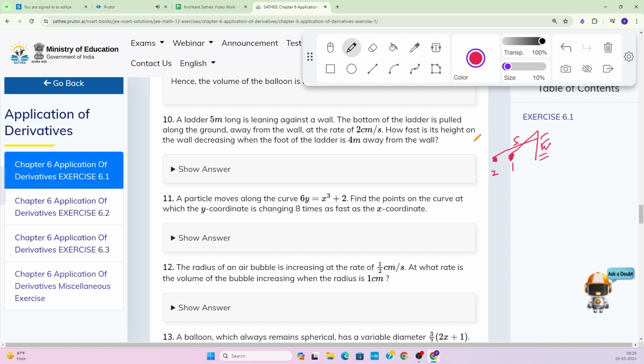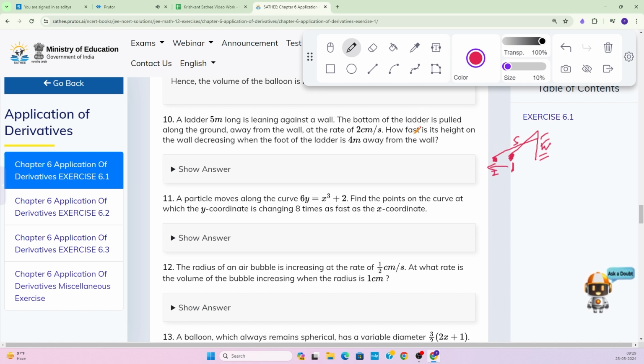So this pulling of the ladder is given to us in the form of a rate, which is 2 centimeter per second. So this means that in every second you are pulling the bottom of the ladder 2 centimeters away from the wall. That's what is happening.